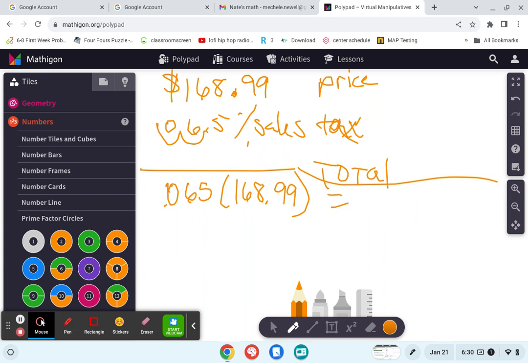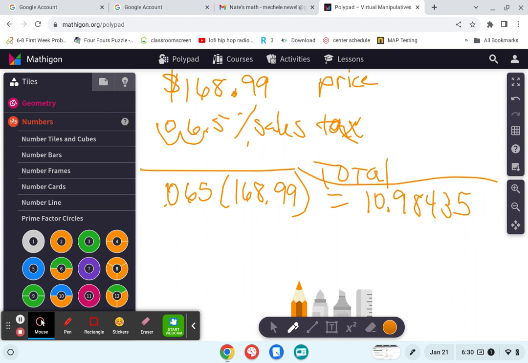Okay. So I need to open up a calculator, or I can just do that on my phone. I'm going to take my phone and I'm going to do 0.065 times 168.99. And that gave me a total of 10.98435. This is my answer.